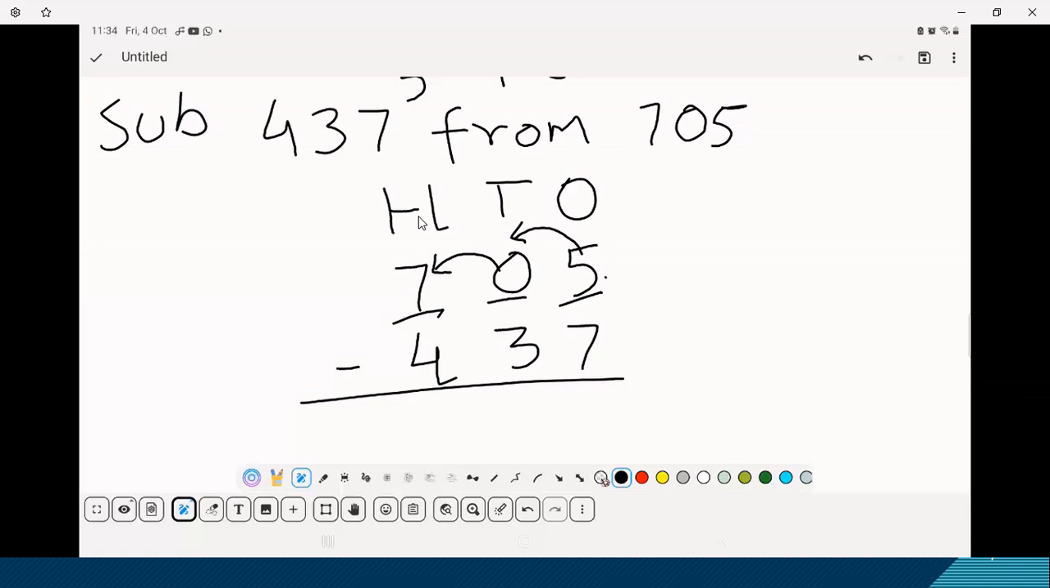Then simply this 7 becomes 6, and then this 0 becomes 10. Now it will give borrow to the ones group, then it will become 9, and then this 5 becomes 15. I hope there is a clear understanding. Now let me repeat it again.